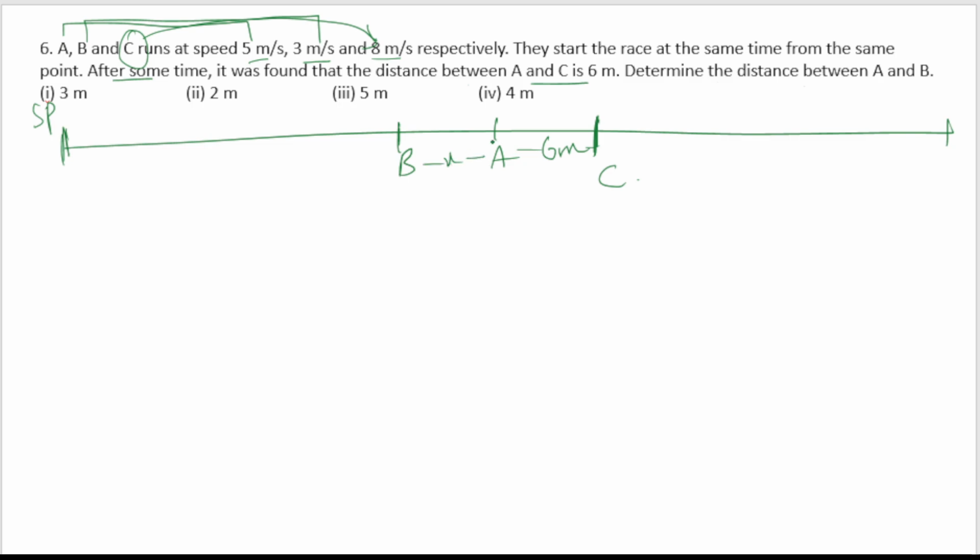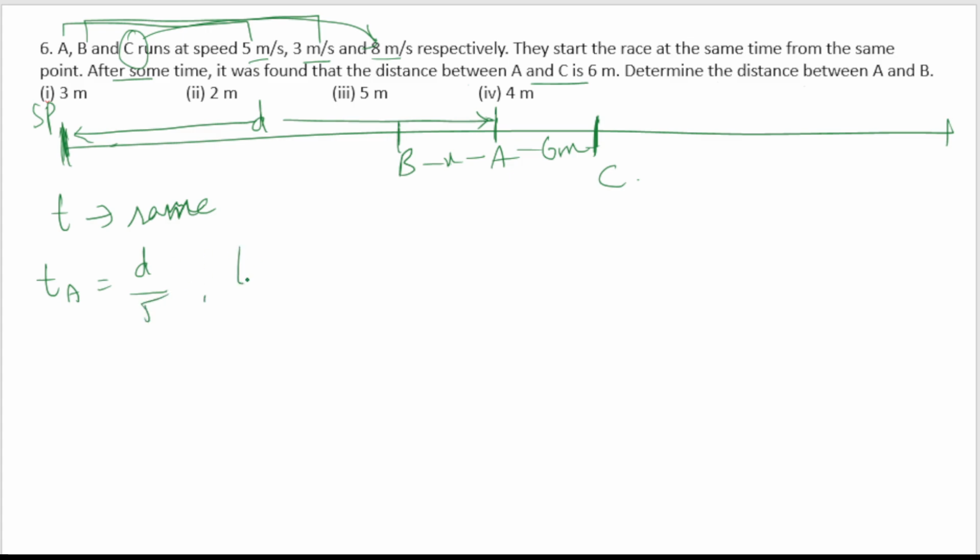What is this distance? We will assume it as X. Now we will imagine the distance from starting point to A is D. See, the time taken by all these runners is same, but the speed is different and the distance traveled is different. Now we will find out the time taken by A. Time taken by A is what? Distance traveled by A, it is D divided by speed of A, it is 5.